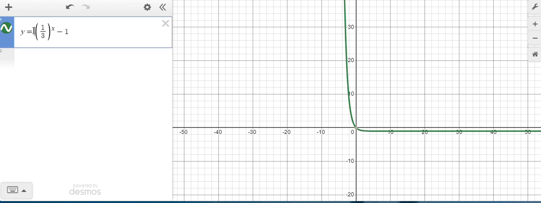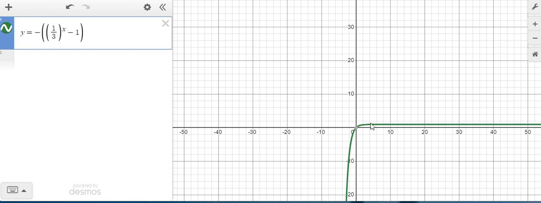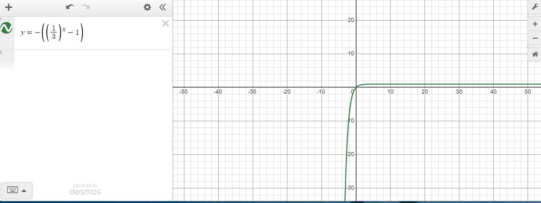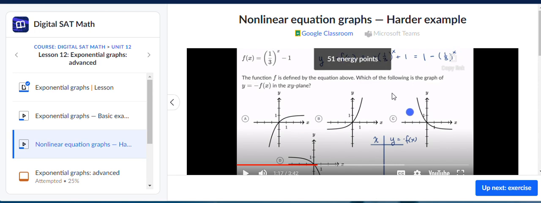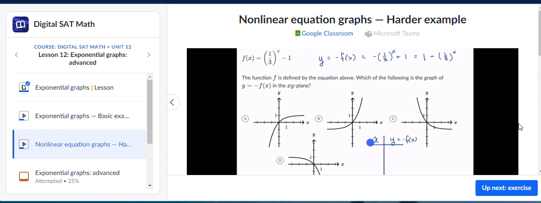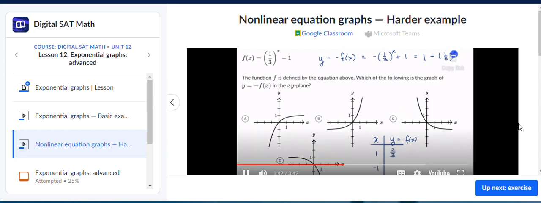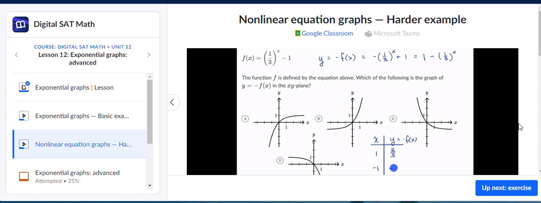So if we do minus of these, what do we get? In this graph, that graph looks like A. That must be correct. Let's try the point. Well, that is equal to 3, and so 1 minus 3 is equal to negative 2.